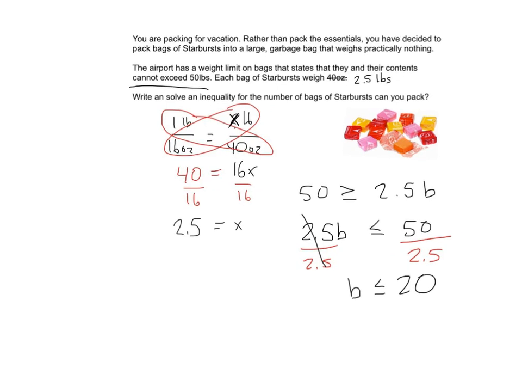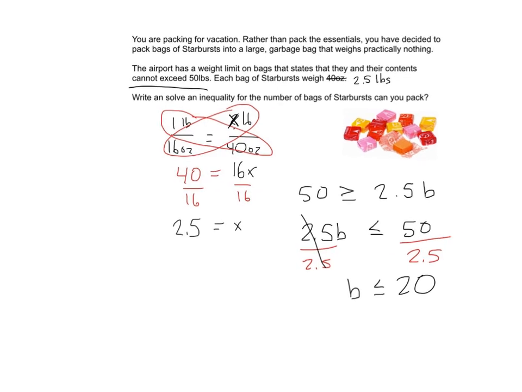So again, what does that mean? Well, b stands for the number of bags of Starburst I can bring. So what this says is, I could bring 20 bags of Starburst if I want. I could bring 19 bags. I could bring 1 bag of Starburst, but I definitely can't bring more than 20 bags of Starburst.